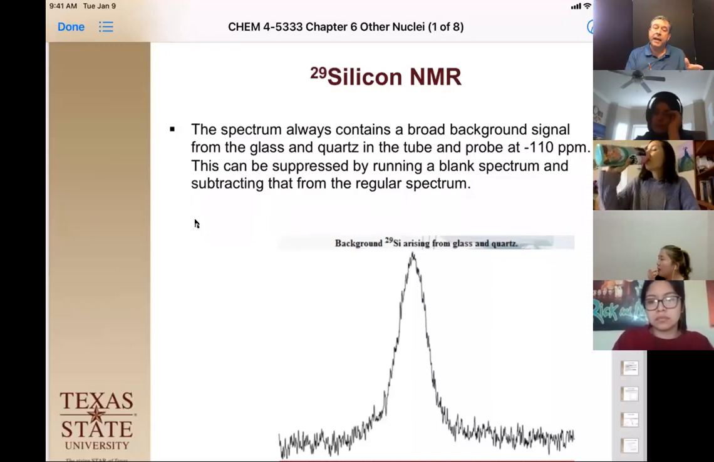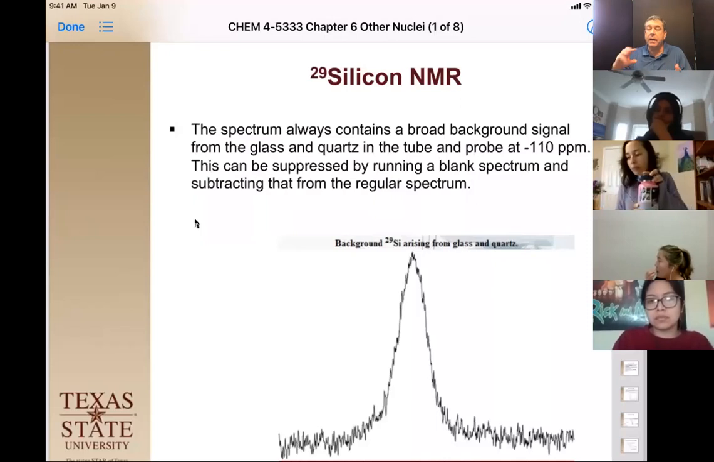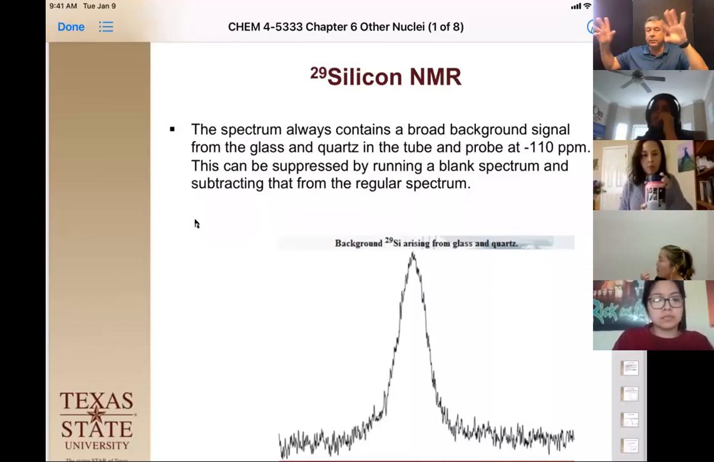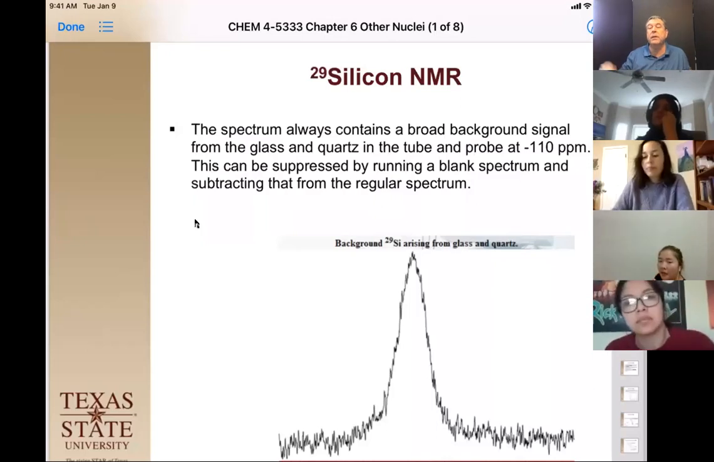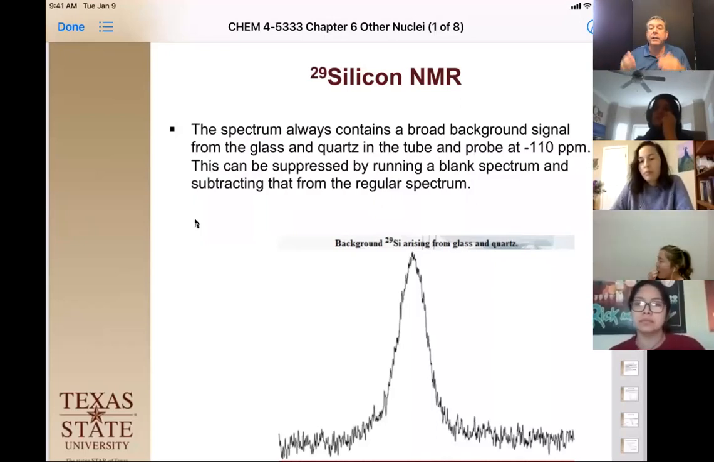And so we have this little broad peak that we see, and it's a broad peak because if you think of glass, it's a silicon oxygen polymer that's bonded in a bunch of different ways. It gives this broad peak at around negative 110, but it's easy to get rid of. You take your blank solvent, run it, and save that spectrum. Then you run your sample and subtract the two, and it takes away the quartz background signal. It's very easy to do that.